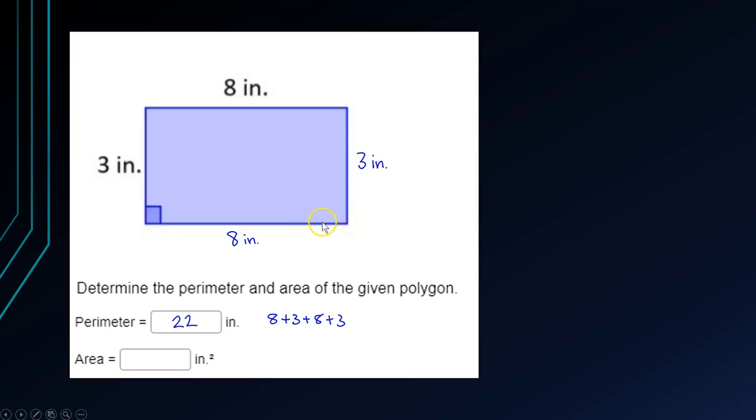Now, of course, the area is either length times width, or in some books it would be described as base times height as well. So I would do 8 times 3 and get 24 square inches, and that would be the area of this rectangle.